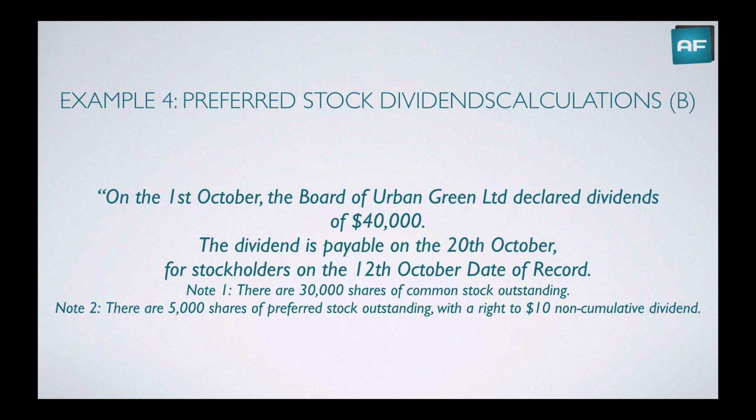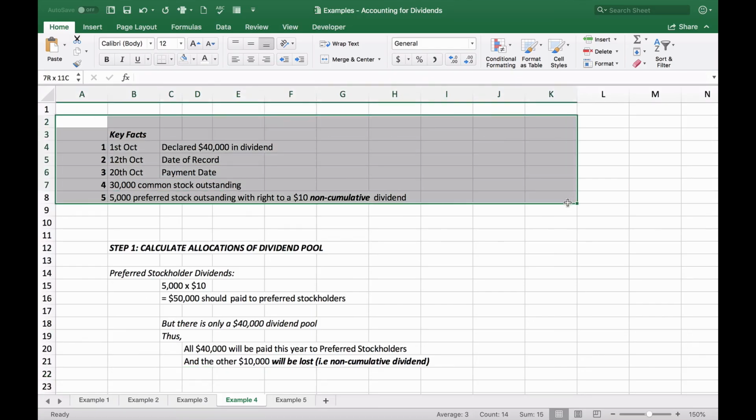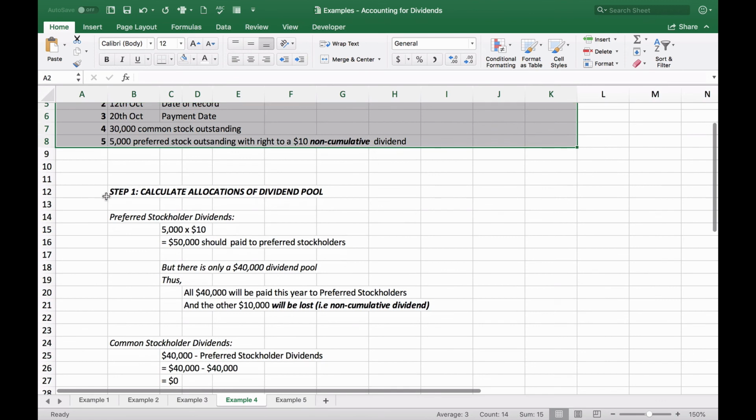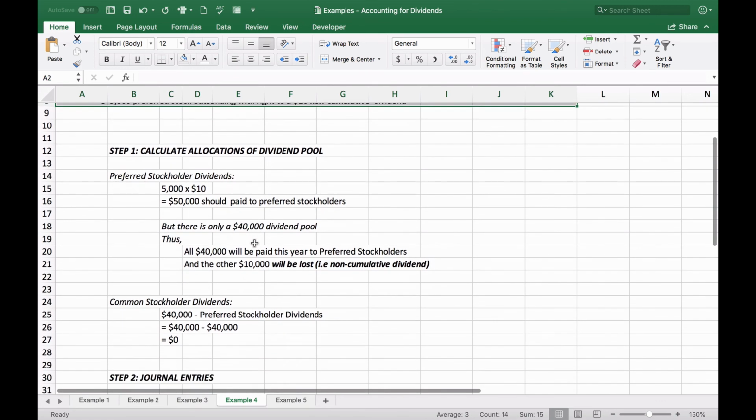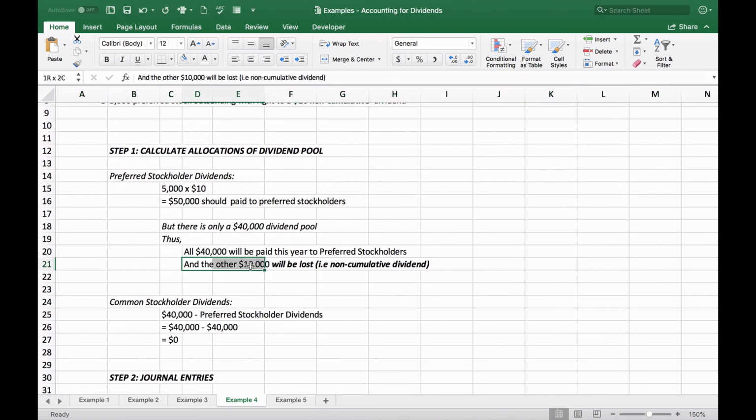Non-cumulative, not cumulative. Do you remember what happens with non-cumulative dividends? I hope so. Let's have a look. Okay, here are the key facts, all the same, except for the bold, italicized, non-cumulative dividends. Calculate the allocations of dividend pool, all the same. Except this. The other $10,000 will be lost. It is a non-cumulative dividend.